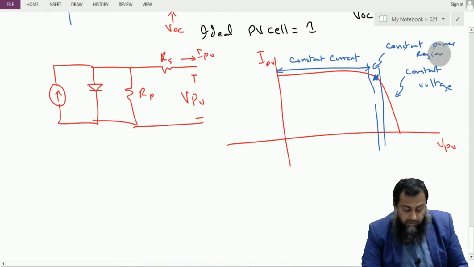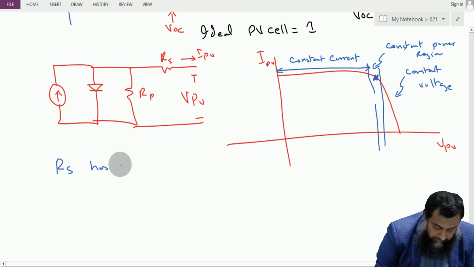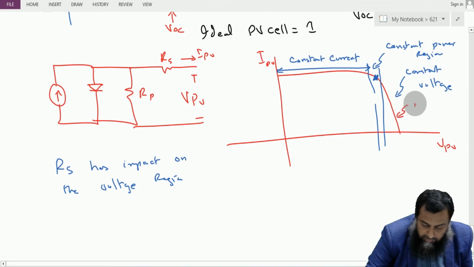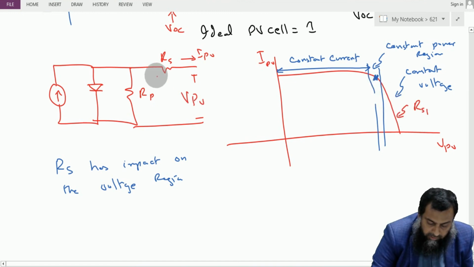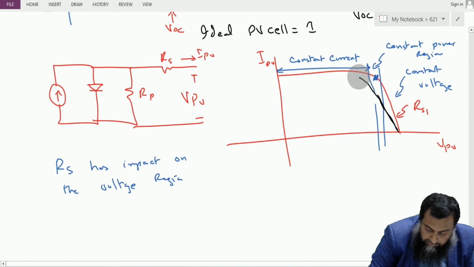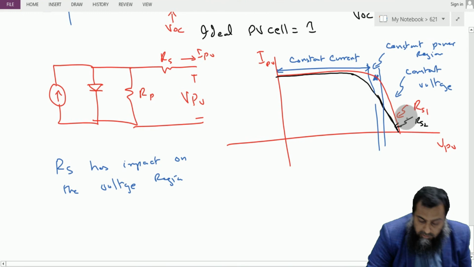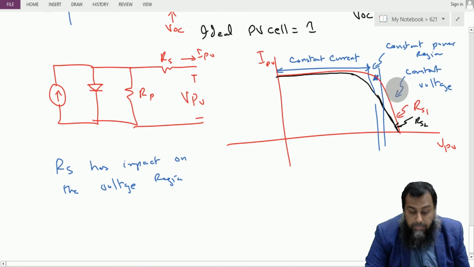So, if we have the two resistances in a given model of a photovoltaic system, talking about this one diode model of a PV panel, this RS has an impact on the voltage region, such that if we have an RS1 as this resistance and we increase this resistance, then we may not have an impact on the current region, but you can see the slope of this RS2 is different than the slope of this region RS1.